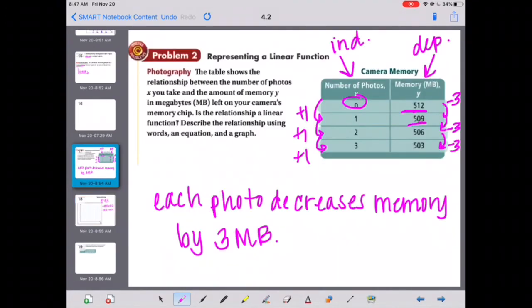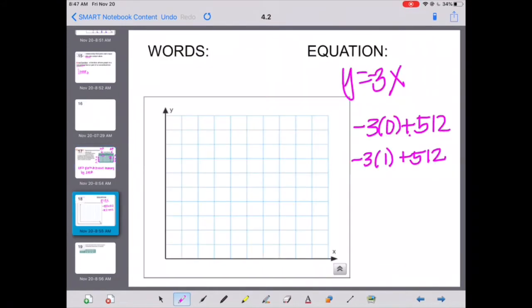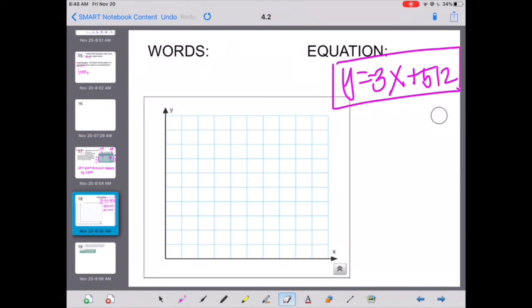Okay, so let's try it. If I plug in 1, -3 times 1 is -3. If I add 512 to -3, do I get the 509 that I want? Yes, I do. Okay, so my equation is going to be y equals -3x plus 512.